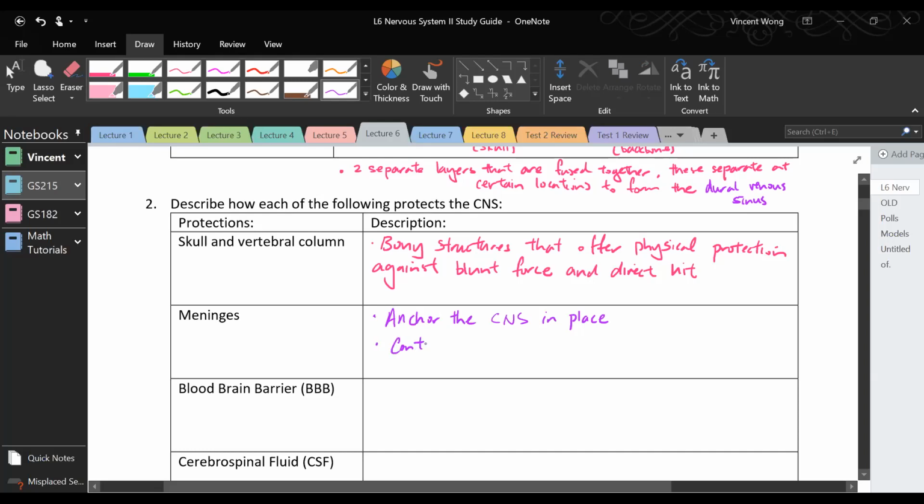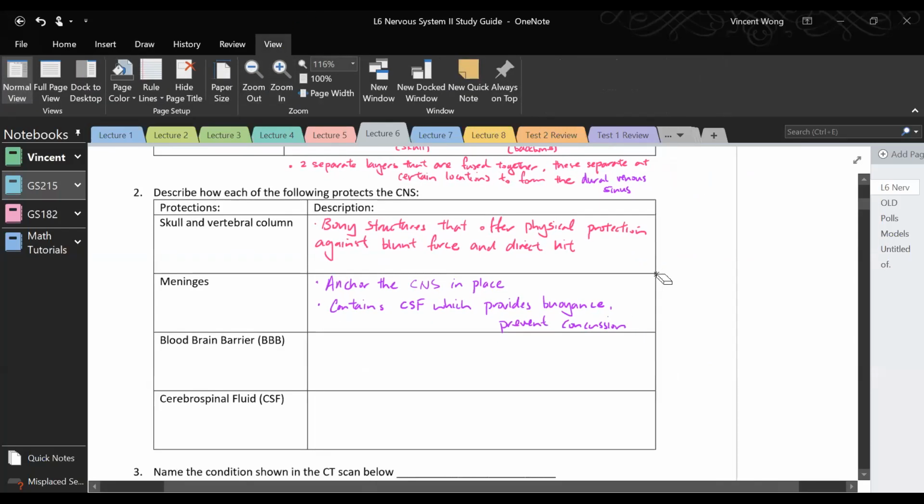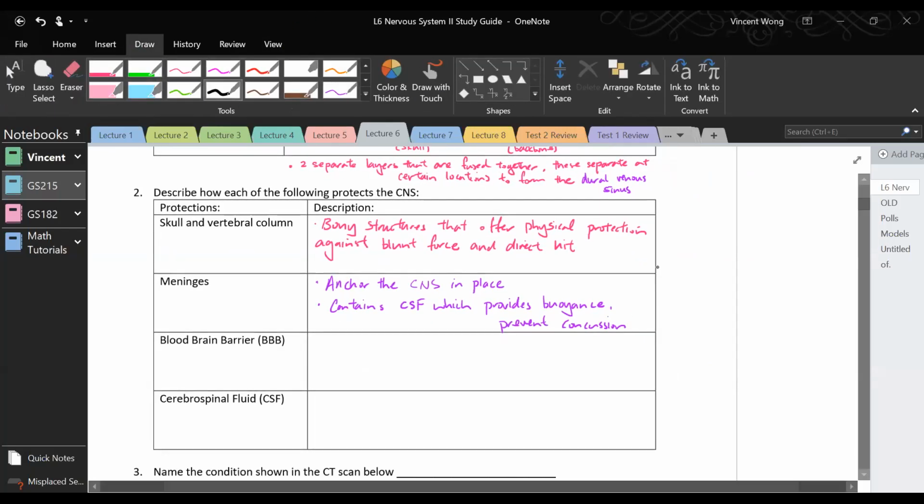The meninges, as we saw, the subarachnoid space, it contains the cerebral spinal fluid, okay, which provides buoyancy, right? And that's important because it will prevent concussion. Concussion is basically the bruising of the brain, right? If your head moves to the left, the brain actually moves to the right, right? So you have a little bit of fluid to cushion it, right? To protect it, right?